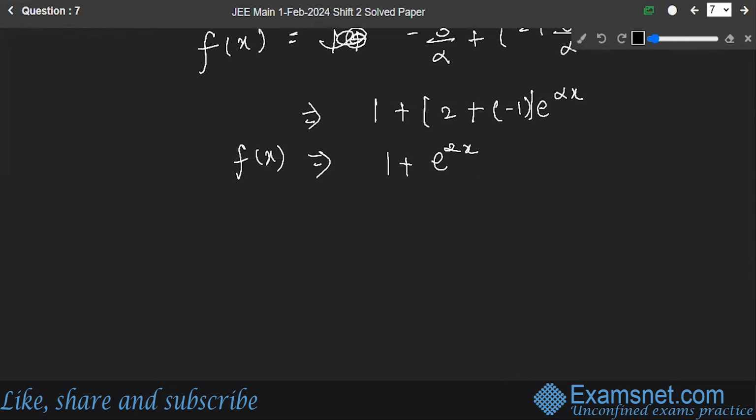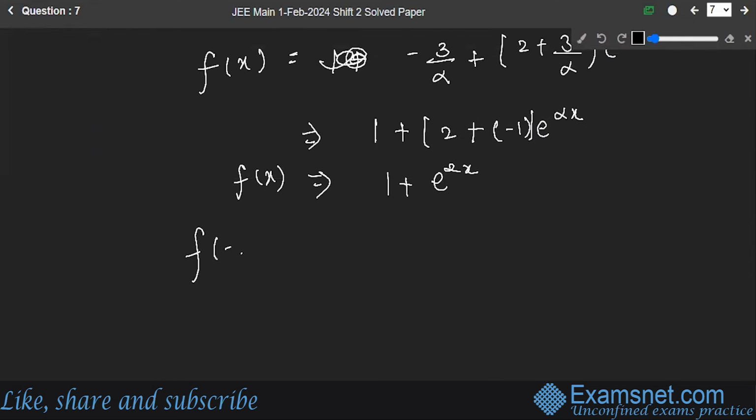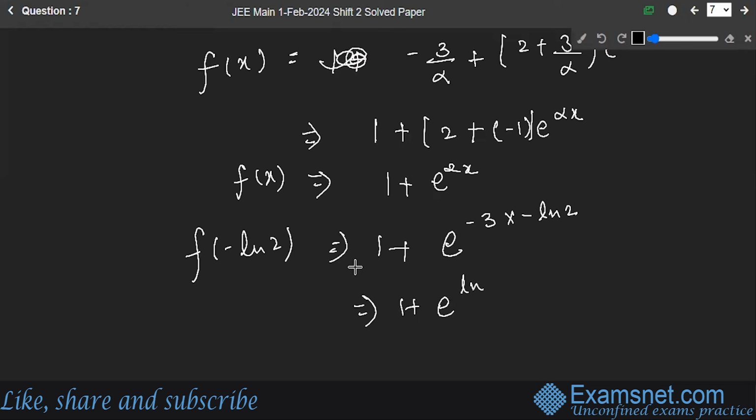Let's try to find f of minus log 2 in this case. This would have been 1 plus e raised to power alpha x. Alpha was minus 3, and this would have been minus log 2. This would have given me 1 plus e raised to power 3 log 2, which I can write as 2 power 3, right? Log 3 power 2 is equal to log 2 power 3. So this becomes equal to 1 plus 2 power 3, which is equal to 9.